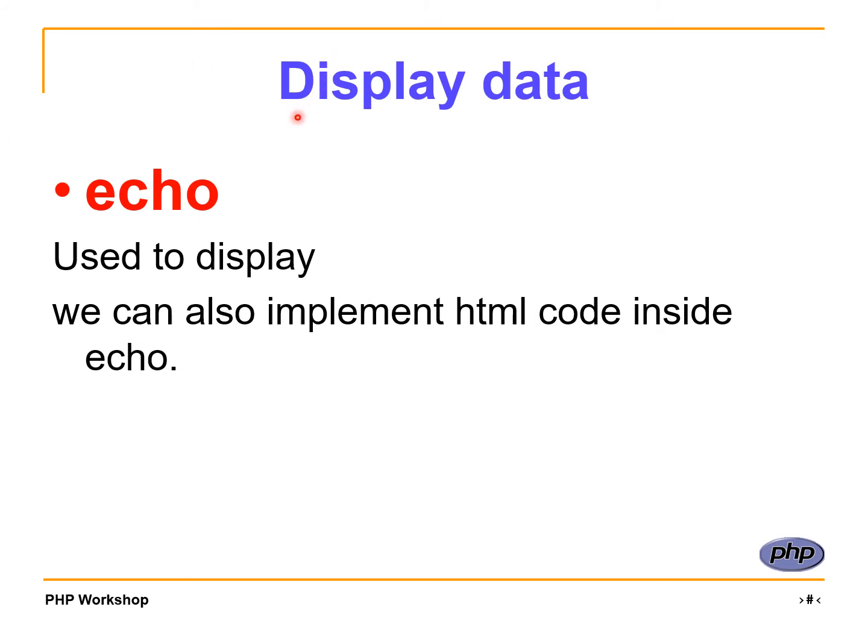Now we can see how to display data in PHP. In order to display data in PHP, we use the keyword echo. Echo is used to display. We can also put HTML code inside echo, so inside the echo we can place HTML tags.